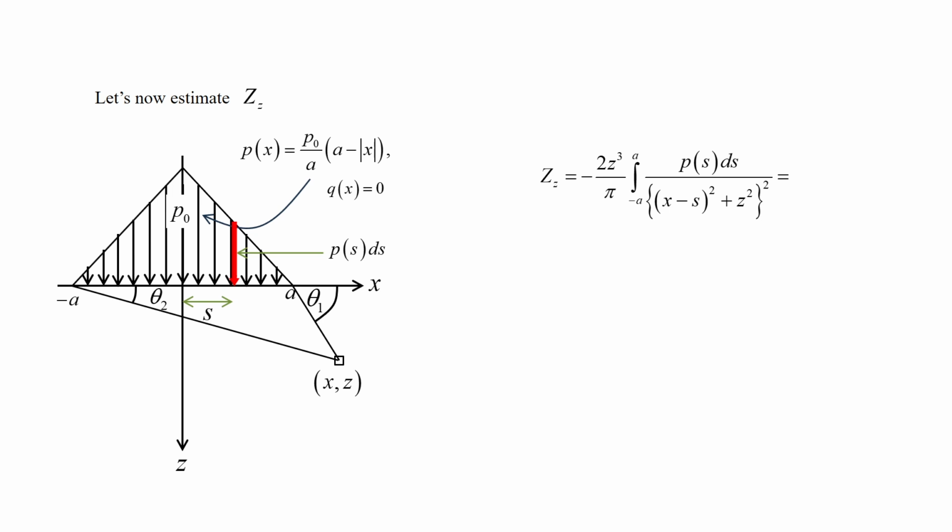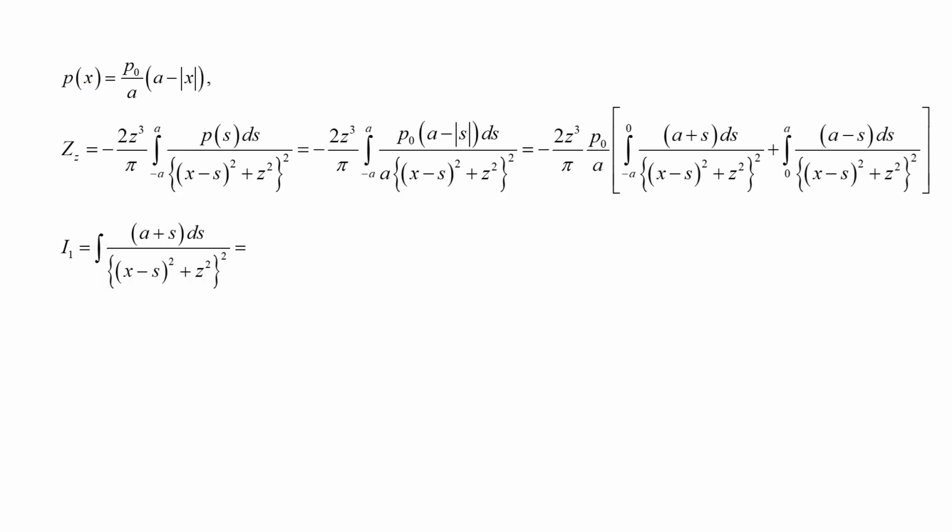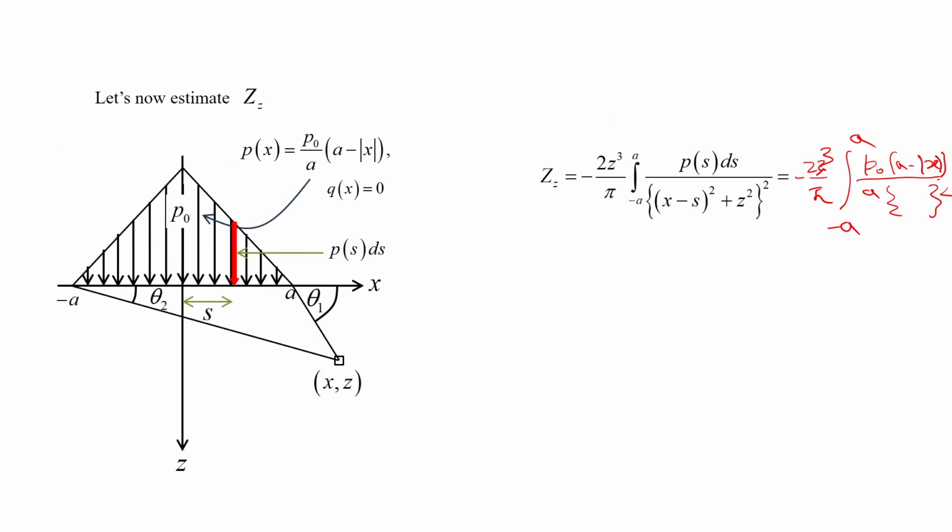So, sigma zz is given by this expression, in which Ps can be defined from minus a to a, and Ps is written as p 0 by a times a minus mod of x, divided by this quantity which is whole square over here. So, we can now integrate that. So, we need to integrate.